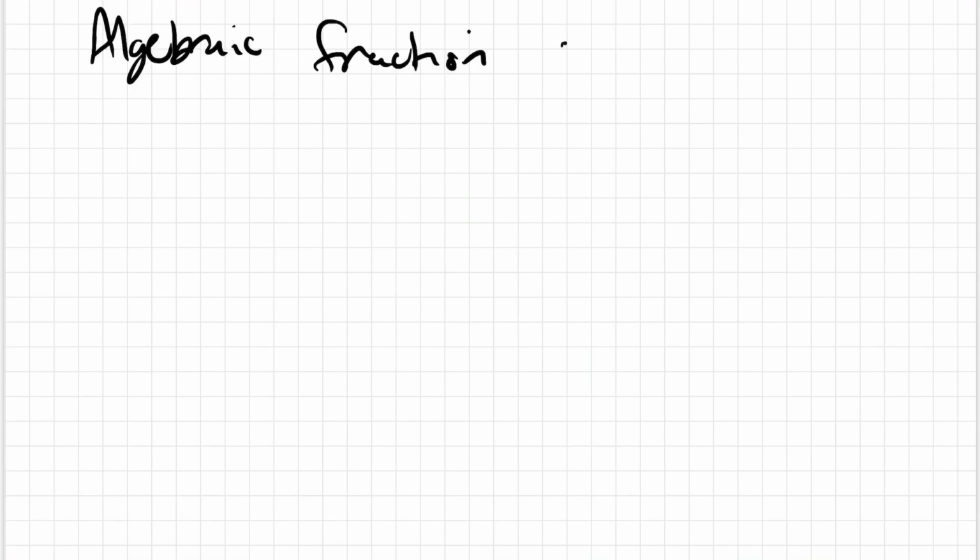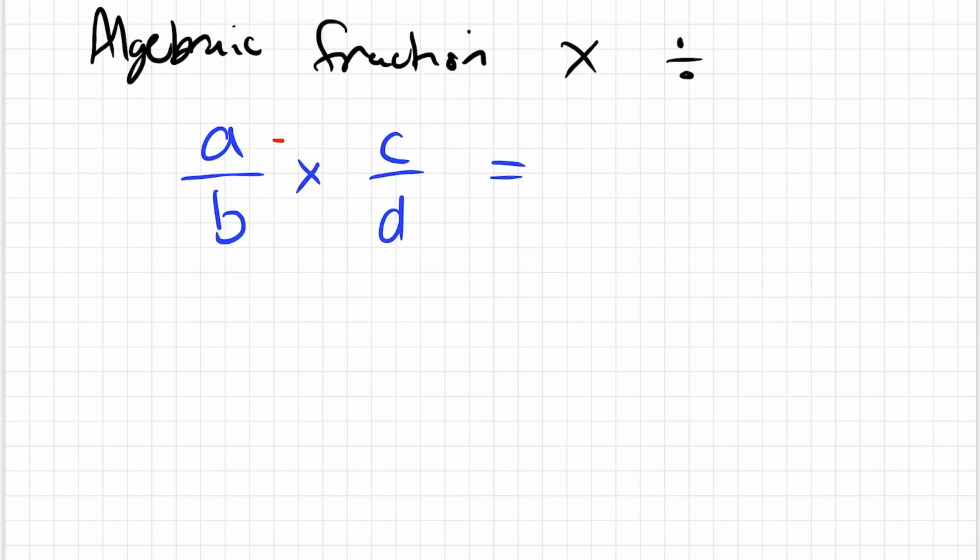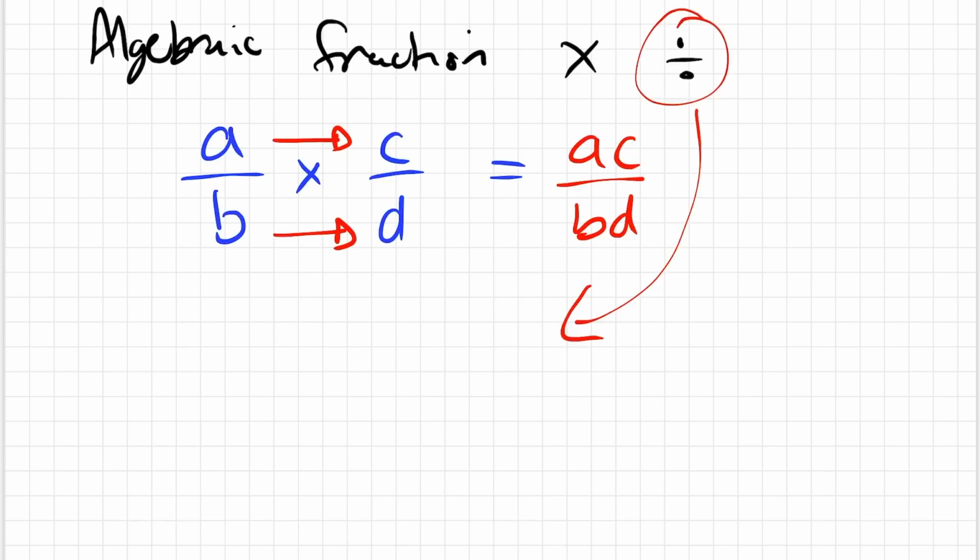So let's have a look at these algebraic fractions. What we're looking at is multiplying and dividing algebraic fractions. So to multiply two fractions, we multiply the numerators together to give us a new numerator, and we multiply the denominators together to give us a new denominator. So for example, if I had a over b times c over d, I would multiply the numerators together. So I'd multiply these, which would just give me ac, and then I would multiply the denominators, which would give me bd.